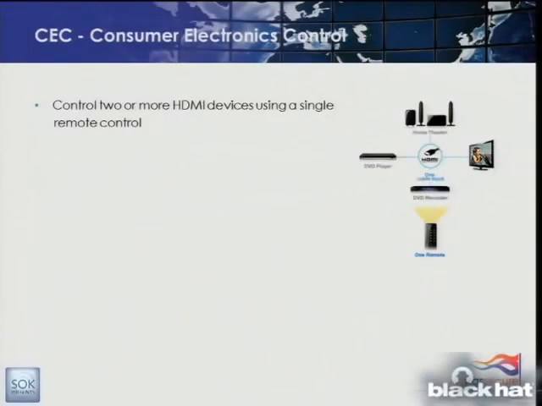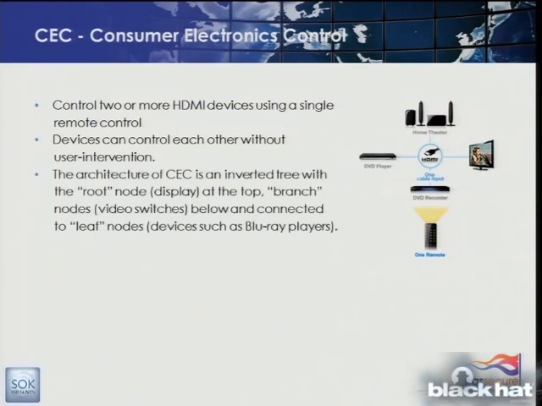So consumer electronics control. This is one of the HDMI specific protocols, allowing you to control multiple HDMI devices with a single infrared remote control. Devices can also communicate with each other via the protocol without the user getting involved. It's set up as this kind of inverted tree structure. The root node's always the display. You then have branches, which are things like video switches. So for example, if you've got an AV amp that's switching audio and video, that would be a branch. And then leaf nodes are things like your Blu-ray players, DVD players, that kind of thing.